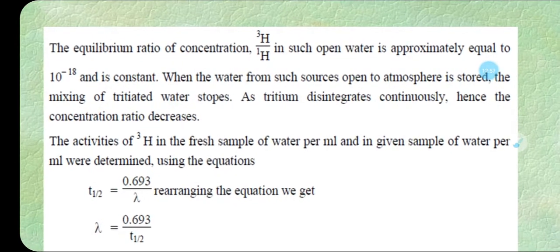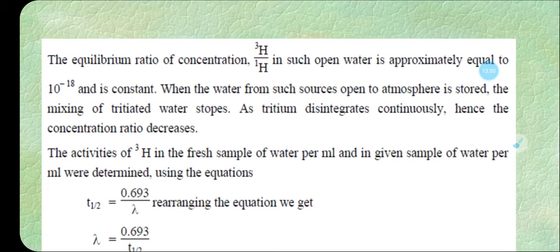The equilibrium ratio of concentration of radioisotopic proton and stable proton in such open water is approximately equal to 10 raised to 18 and is constant. When water from such a source open to the atmosphere is stored, the mixing of tritium water is stopped as tritium disintegrates continuously. Hence, the concentration of radioisotopic proton, tritium, to stable proton decreases.